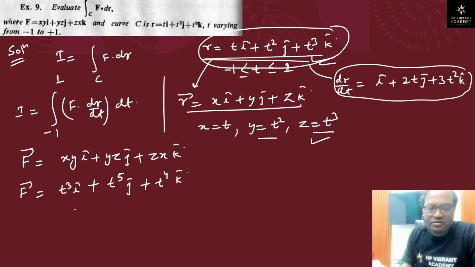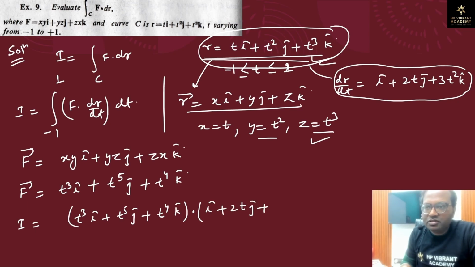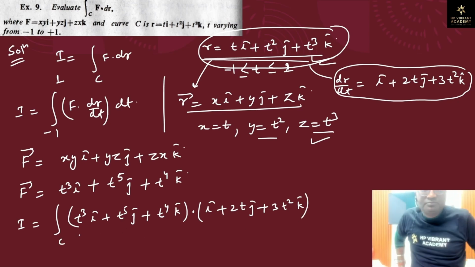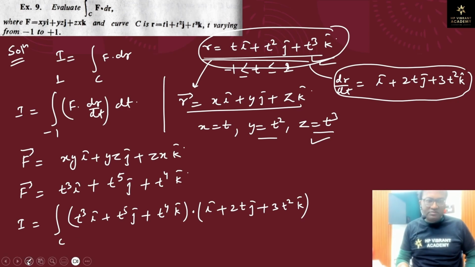So we have f dot dr upon dt. So I is equal to f dot dr upon dt. This is t cube i cap plus t to the power 5 j cap plus t to the power 4 k cap, dot product with dr upon dt, which is i cap plus 2t j cap plus 3t square k cap. This is along the curve C. Let us further simplify this.